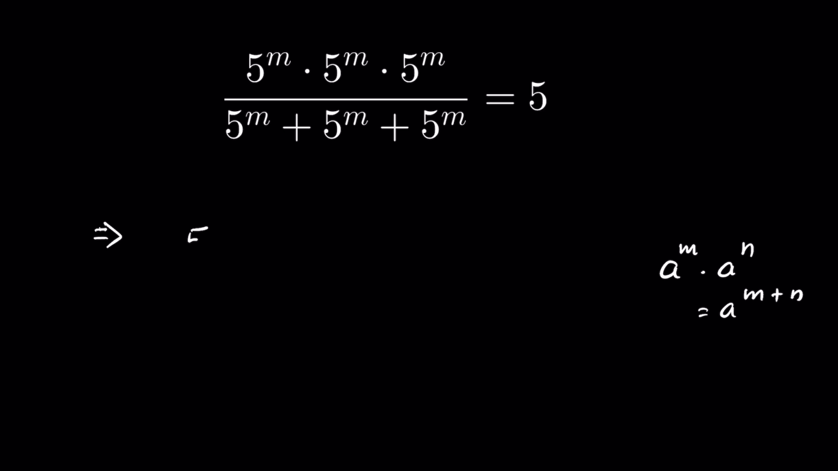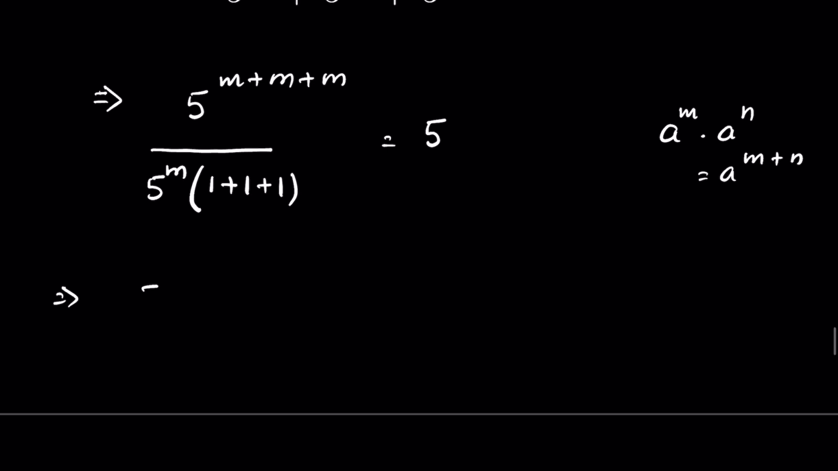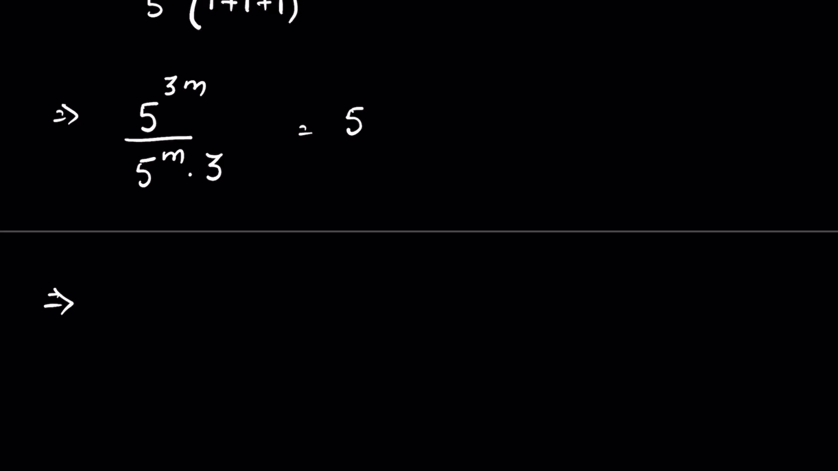So this will be 5 to the power m plus m plus m, then upon, here we can take 5 to the power m common and write 5 to the power m, parenthesis 1 plus 1 plus 1 equal to 25. So this is 5 to the power 3m upon 5 to the power m times 3 equal to 25. Or 5 to the power 3m upon 5 to the power m times 3, we multiply both the sides by 3. So 3 and 3 get cancelled.